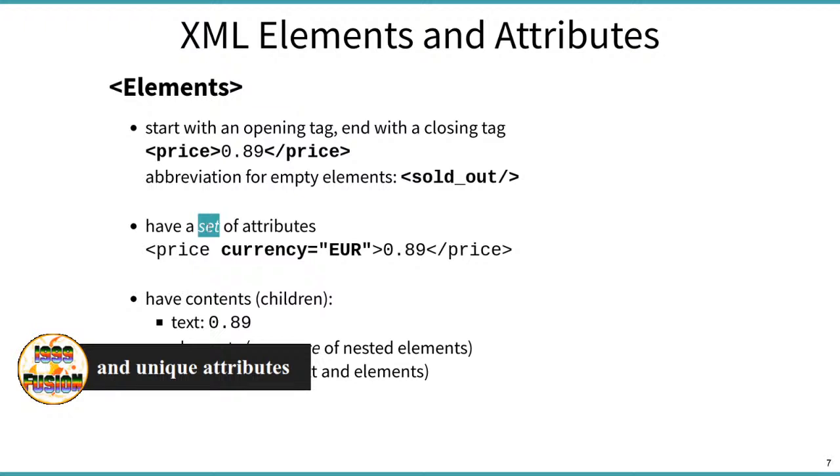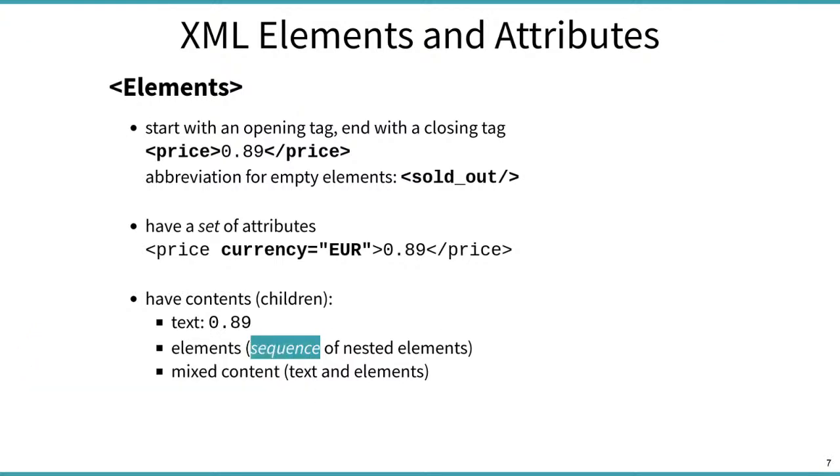So sets are unordered and do not have duplicates. And children are a sequence of nested elements. So a sequence is ordered, and a sequence can have duplicates.